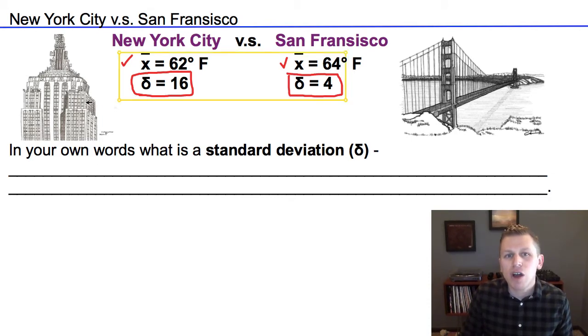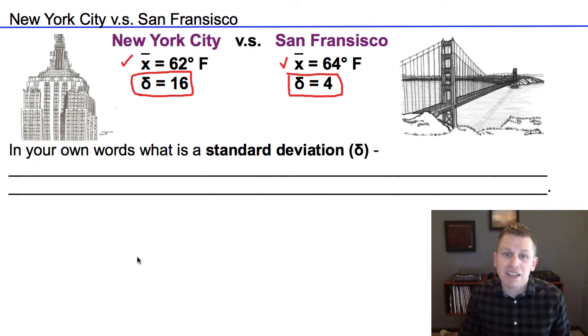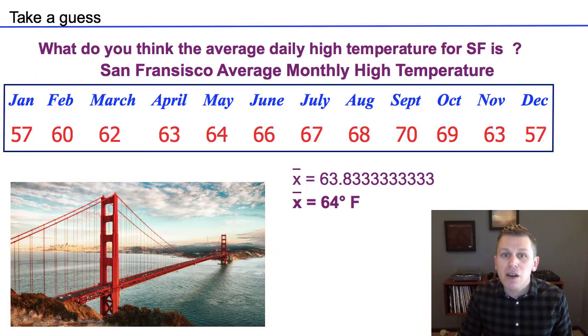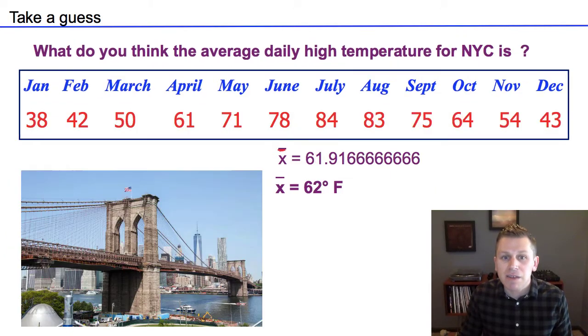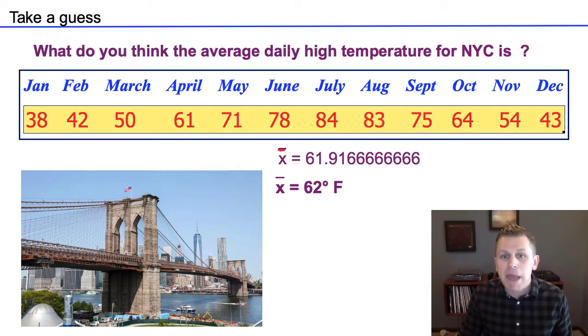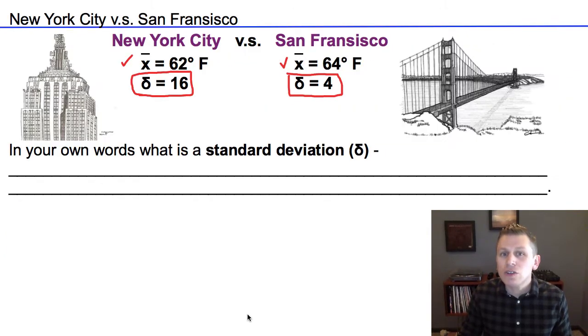Now think about what you know about these two cities. Think about what you know about New York City. Think about what you know about San Francisco. Think about the numbers here in the data for San Francisco, and think about the data for New York City. Based on that, what do you believe a standard deviation might mean?